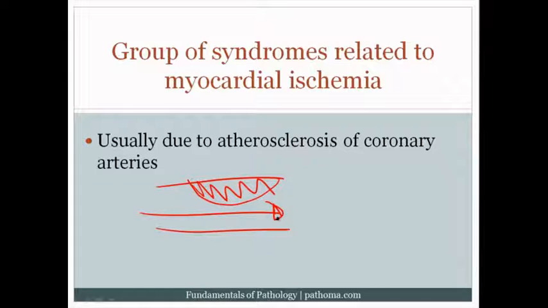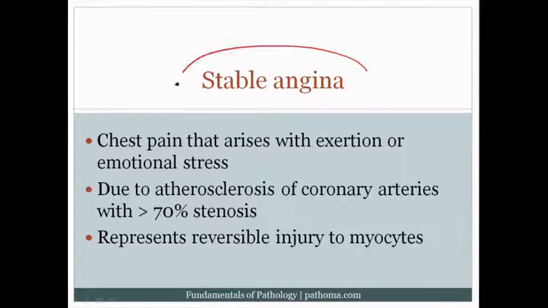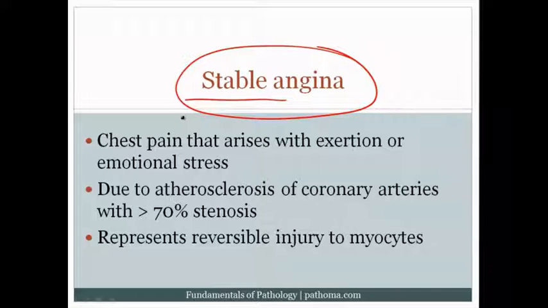Therefore, the risk factors for ischemic heart disease are going to be very similar to those of atherosclerosis, and it so happens that the incidence of ischemic heart disease increases with age, just as the incidence of atherosclerosis also increases with age. The first of these disorders is stable angina. Angina refers to chest pain that is reversible. The term stable here implies that the patient does not have chest pain at rest, but instead develops chest pain with exertion or emotional stress.